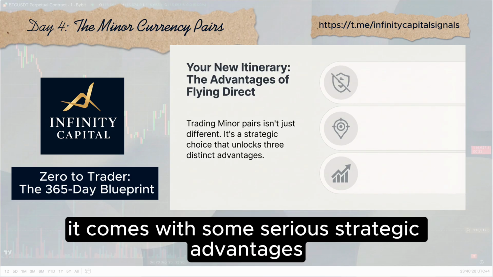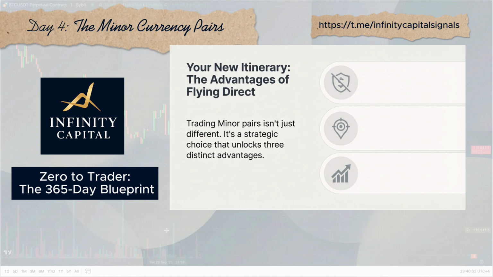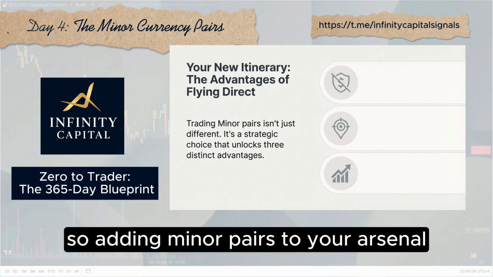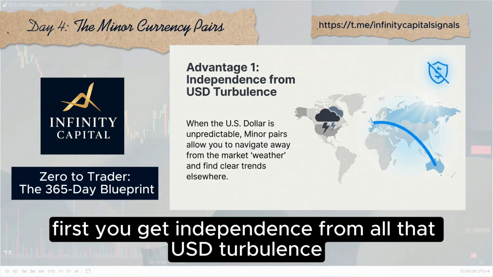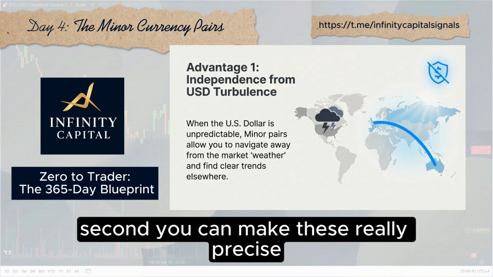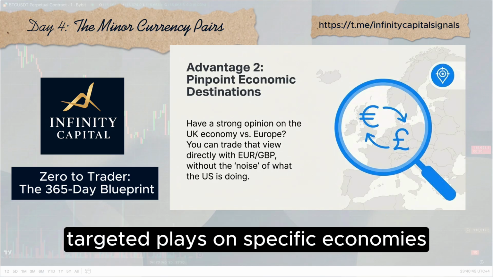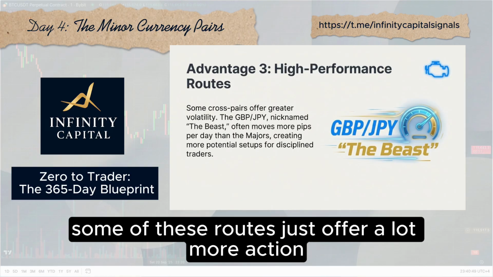And choosing this direct route isn't just a neat little trick. It comes with some serious strategic advantages that can really upgrade your whole trading plan. So, adding minor pairs to your arsenal gives you three main edges. First, you get independence from all that USD turbulence we were just talking about. Second, you can make these really precise, targeted plays on specific economies. And third, well, some of these routes just offer a lot more action.